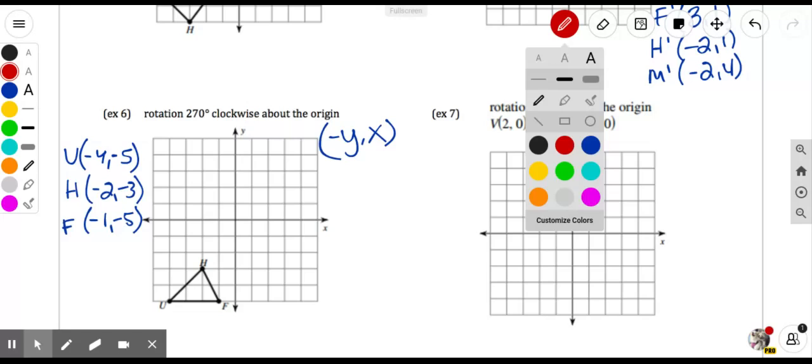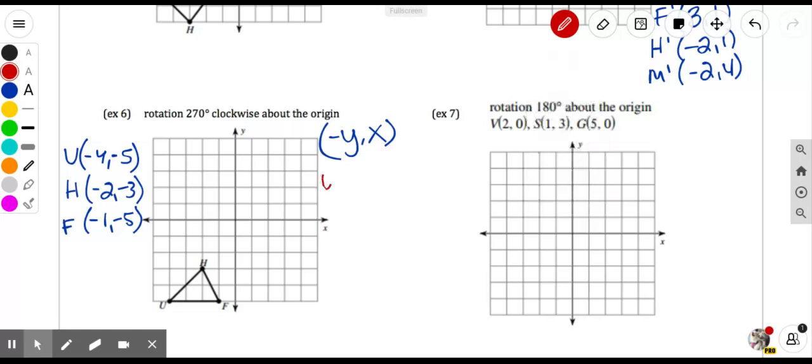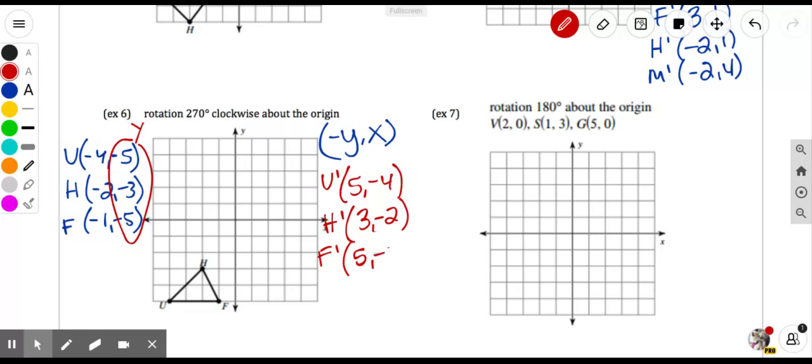Okay, so now we're going to apply that rule, negative y, x. So the y's are all going to come first, and they're going to change their sign. So U prime is going to be 5, but then x doesn't change its sign, negative 4. H prime is going to be 3, negative 2. F prime is going to be 5, negative 1. And then you plot them. So 5, negative 4 would be here. So that's U prime. H prime is 3, negative 2. F prime is 5, negative 1.